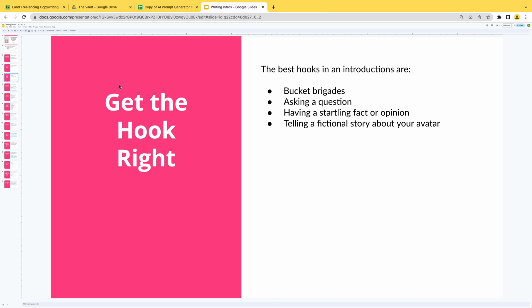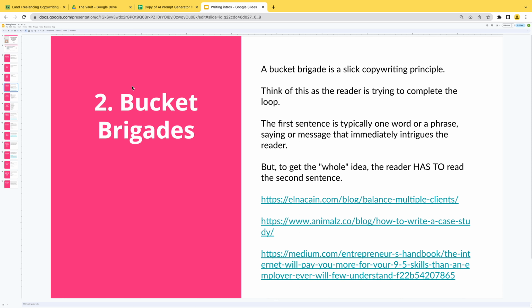There's a couple of pointers I'm going to share about writing introductions, but this is the biggest one about different hooks. There's bucket brigades. You can ask a question, have a startling fact or opinion, or tell a fictional story. We're going to go through all of those, and then I'll add some more tips to help you write introductions outside of hooks. So bucket brigades, I want you to think of this as the reader trying to complete the loop. It's a copywriting principle.